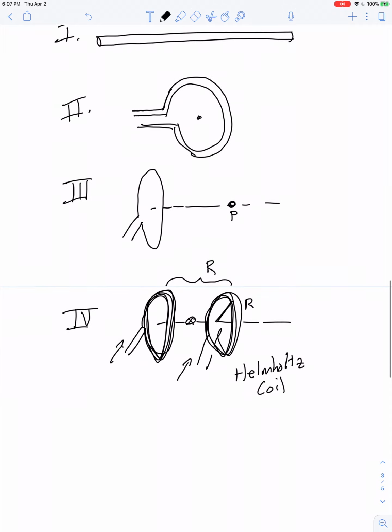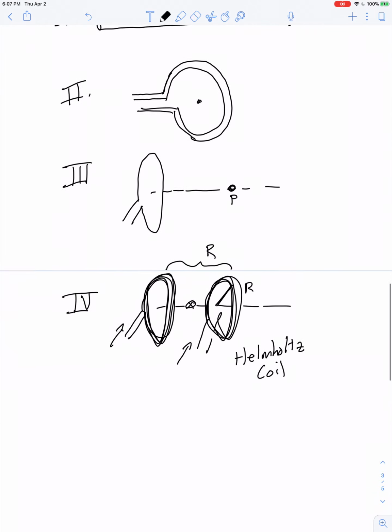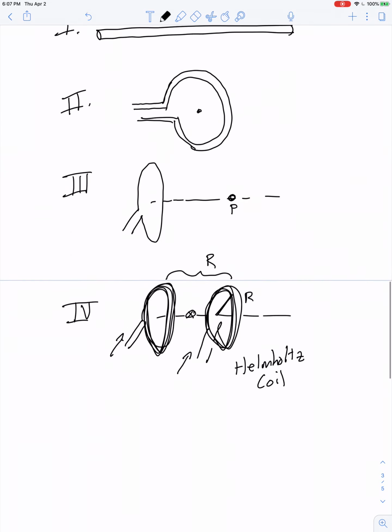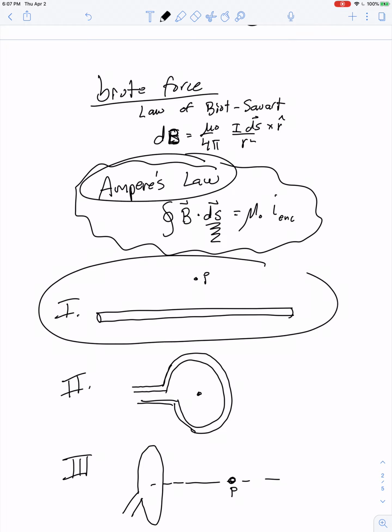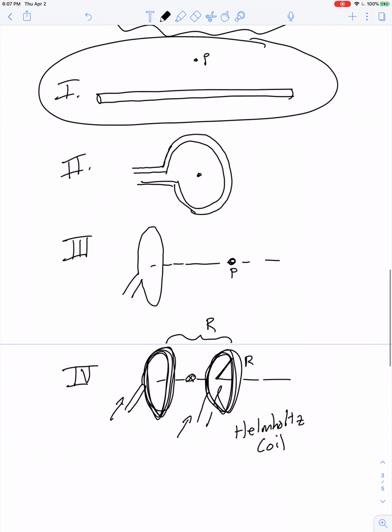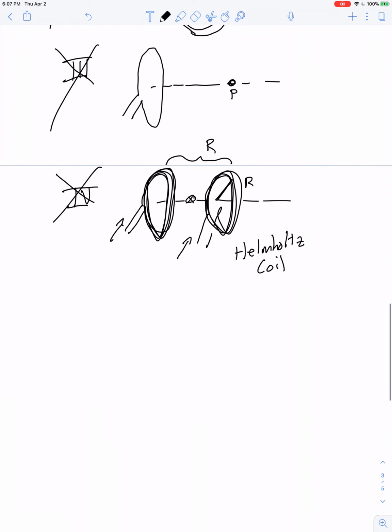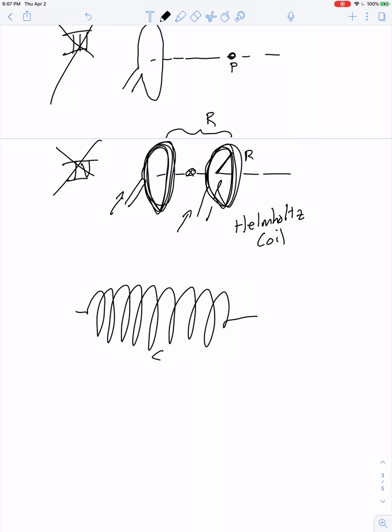Where else will we use the law of Biot-Savart? Now, there's maybe a couple examples. Then we'll get into some other situations where it might be easier to use Ampere's law. For example, we might be able to use Ampere's law as well as the law of Biot-Savart in case number 1, but there's no way we could apply Ampere's law in cases 2, 3, or 4. However, we could probably use Ampere's law to find the magnetic field on the inside of a solenoid.